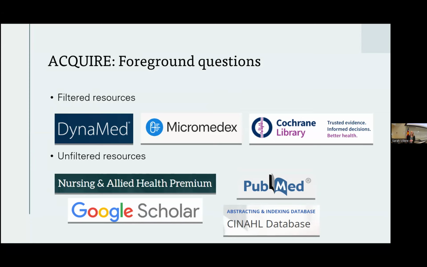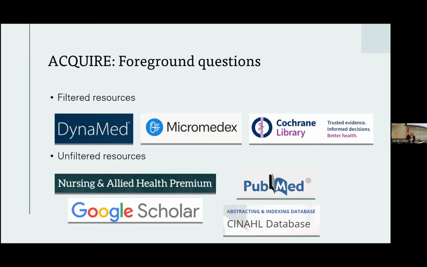So what if instead you have a more complex question, like a foreground question where you have multiple concepts that you're trying to search for? There are two really broad types of resources available: filtered resources and unfiltered. Filtered resources means that experts have posed a question, evaluated all of the studies available, and put together best practice recommendations for you. Some caveats to this: not all topics are covered, since they haven't asked every single question out there, and they may not be entirely up to date.